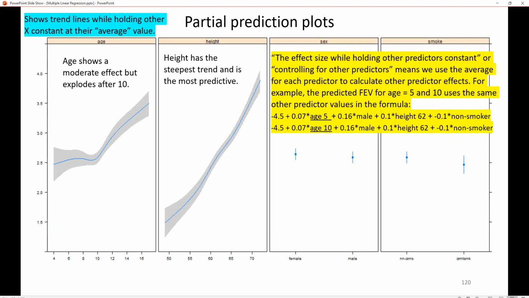And so now we're going to look at partial prediction plots. These show trend lines while holding other variables constant at their average value. So it's important to remember that if we're doing a regression model with 4 predictors, in this example we're going to get 2 trend lines. And then because we're looking at categorical variables, we're going to see two sets of group tests.